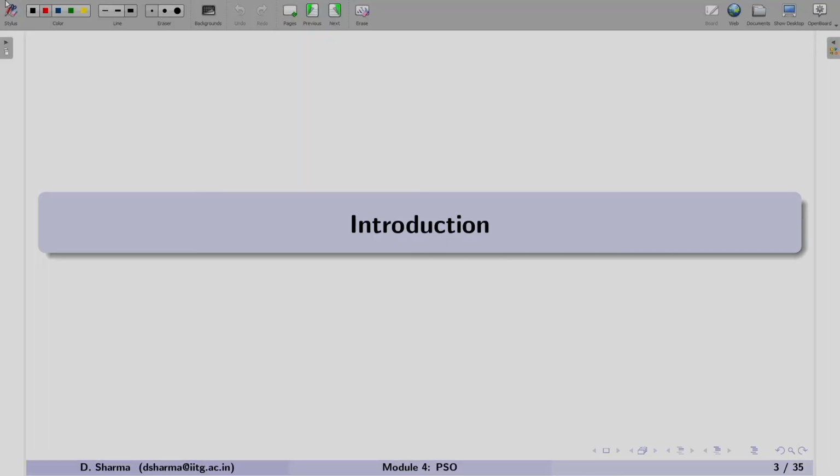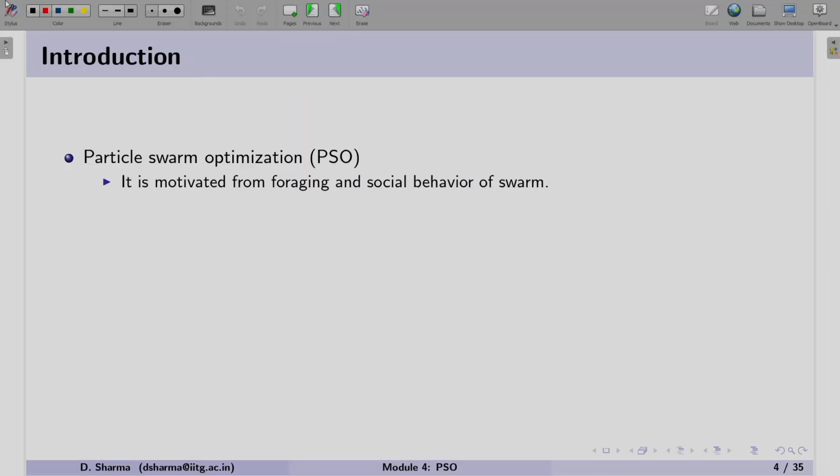So, let us begin with the introduction of particle swarm optimization. Particle swarm optimization is referred to as PSO. It is motivated from the foraging and social behavior of a swarm. As we know, EC techniques are motivated by, or mimic, natural phenomena or processes. In PSO we mimic phenomena such as the flocking of birds or a school of fish.